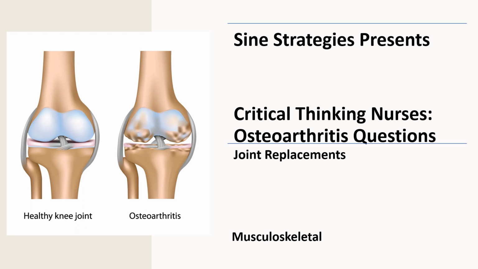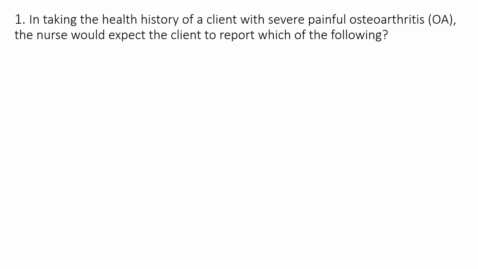And if you look at the picture real quick, you can see that the healthy knee joint on the left has that middle pillow, which is the cartilage, and on the right, that has disappeared at this point, and that would be osteoarthritis, which by definition is the degeneration of the cartilage. So let's get started. Question number 1.